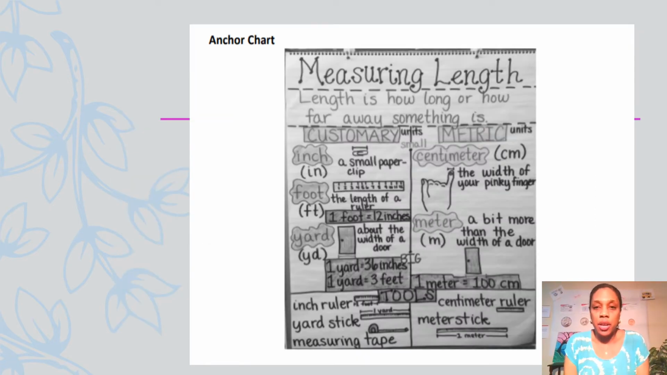This anchor chart here is about measuring length. Length is how long or how far away something is. There are two ways that we can look at measuring length. Customary ways, like when we use inches, feet, and yards, or when we use the metric system. When we use the metric system, we're looking at centimeters and meters. We're going to continue to explore length and measurements. So let's continue on.